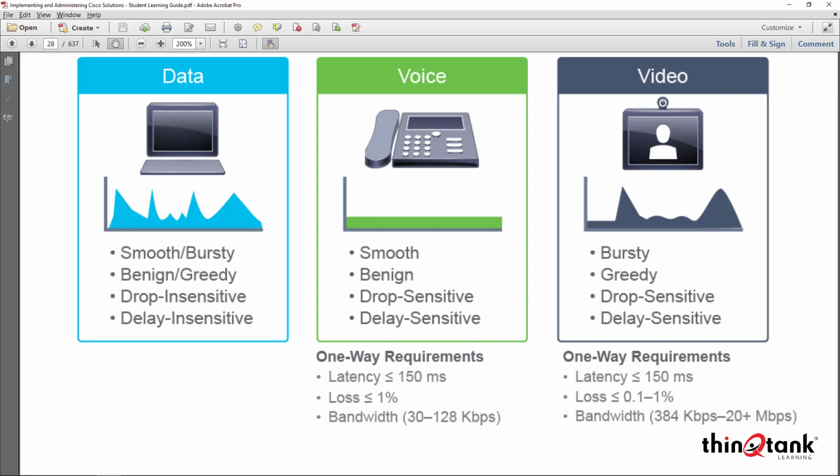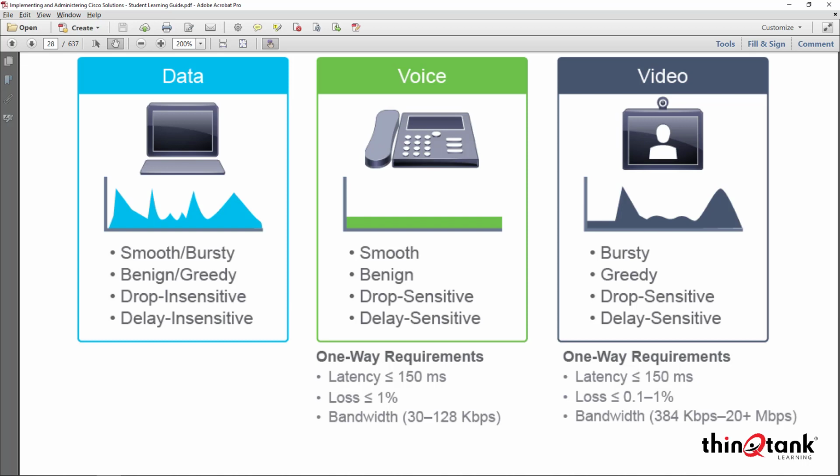Data typically is very forgiving, right? It runs over TCP, so there are mechanisms for identifying whether or not data is lost or data needs to be retransmitted in the form of sequencing and acknowledgments, so we can manage that.